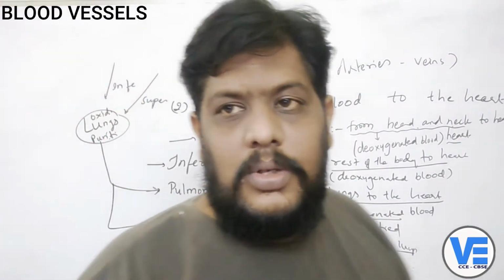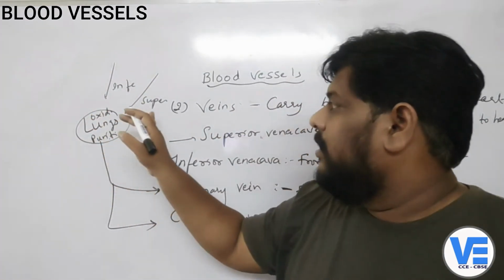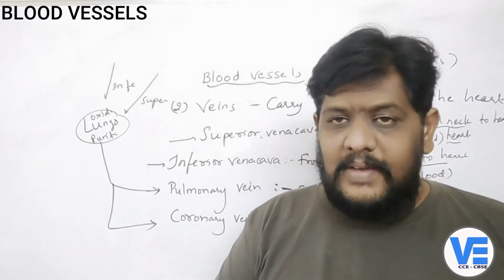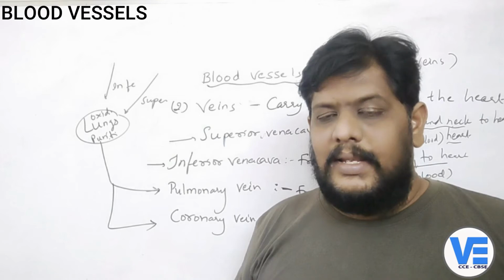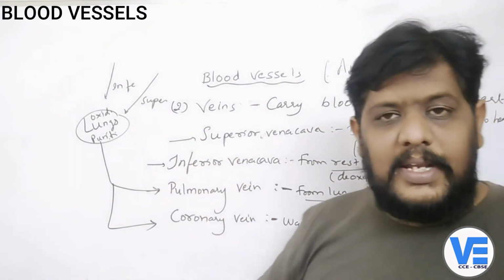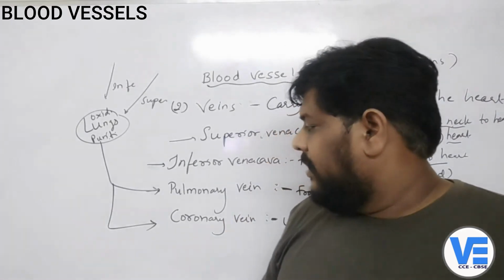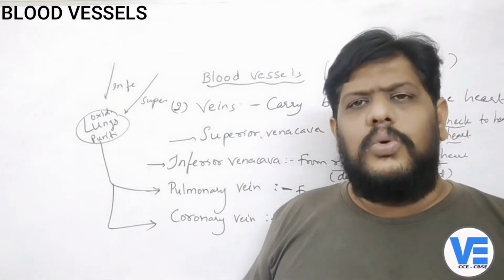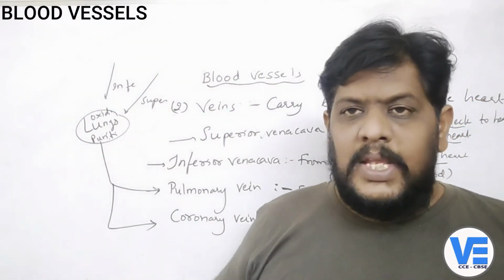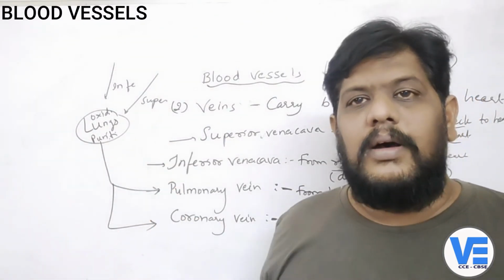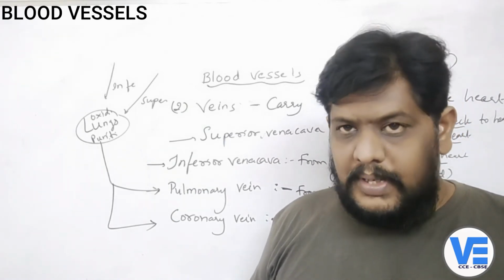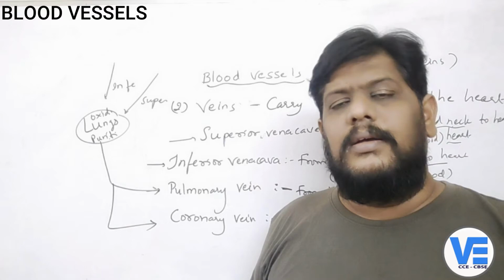So we have talked about the arteries, we have talked about the veins, right? In arteries we have seen the pulmonary artery and the systemic aorta, and in the veins we have seen the superior vena cava, inferior vena cava and pulmonary veins, and also a special vein which is the coronary vein, right? So these are the different blood vessels which are present in the body of human beings, and not only human beings but also the higher animals.